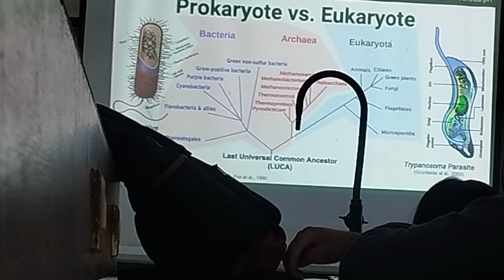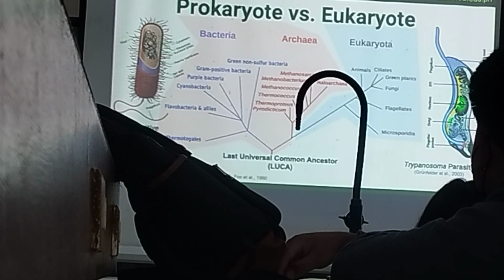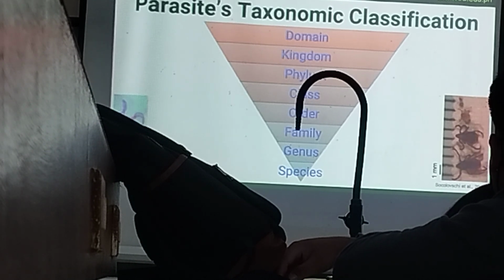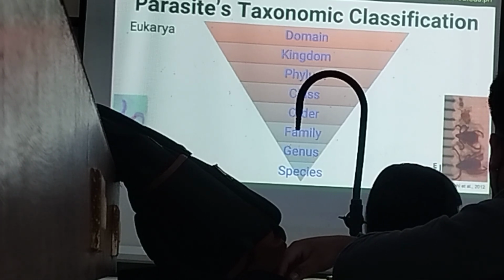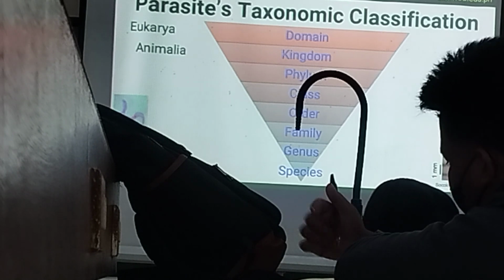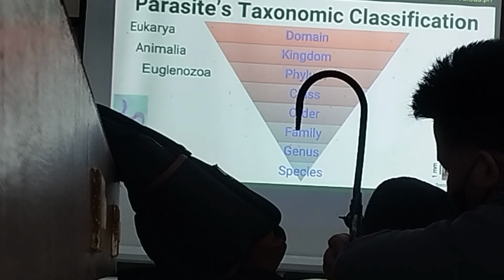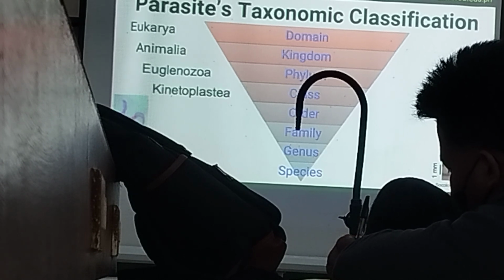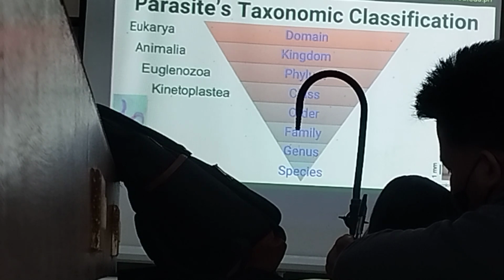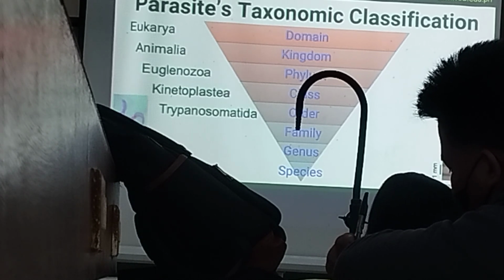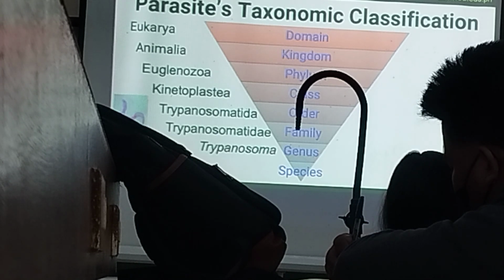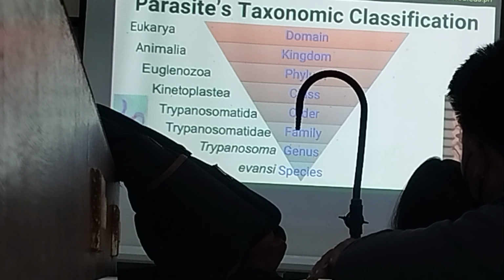This is Trypanosoma. We have just discussed Trypanosoma. So if you try to determine the taxonomy of Trypanosoma, again, it's under domain Eukaryota, or Eukarya, because it's a eukaryote. Kingdom Animalia, the same as our kingdom. But a different phylum, it's phylum Euglenozoa. Class Kinetoplastea, because of the kinetoplastids. Order Trypanosomatida. Family Trypanosomatidae. Genus Trypanosoma. Species evansi. So this is your Trypanosoma evansi.